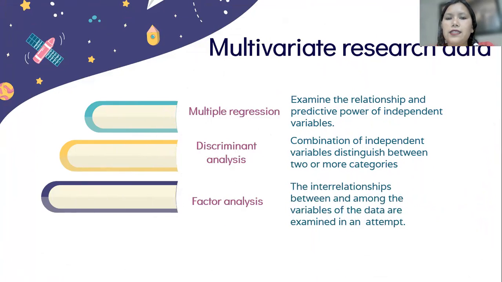Another part is the multivariate research data. There are three aspects. The multiple regression examines the relationship and the predictive power of independent variables. Number two is the discriminant analysis, that is the combination of independent variables that distinguish between two or more categories. And the factor analysis, in which the interrelationships between and among the variables of the data are examined in an attempt.